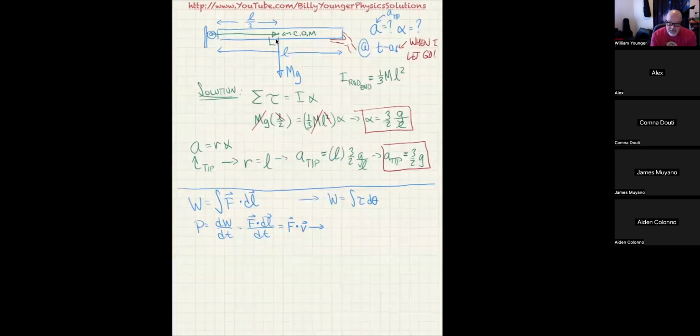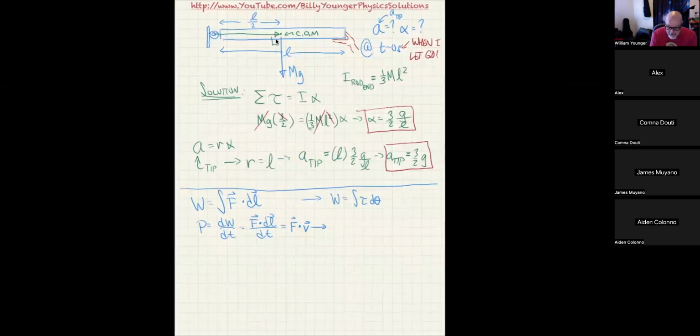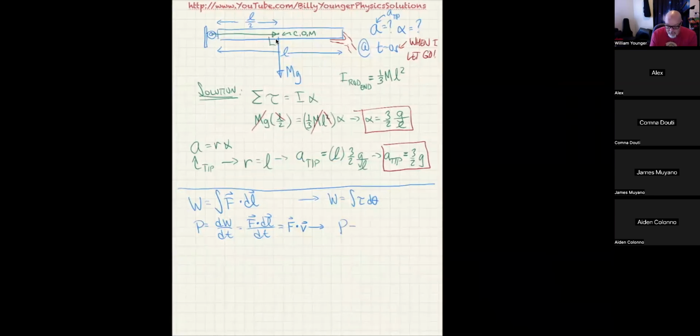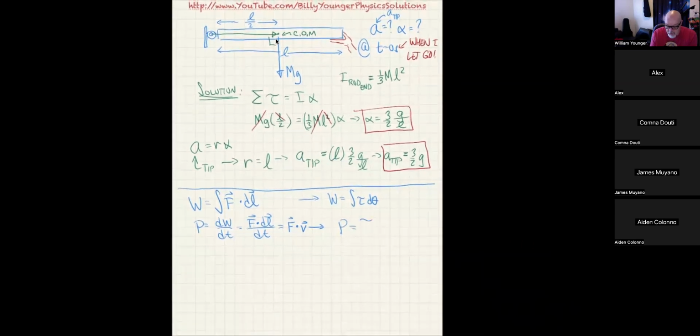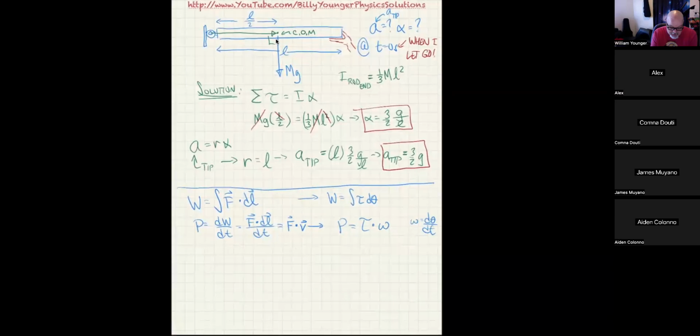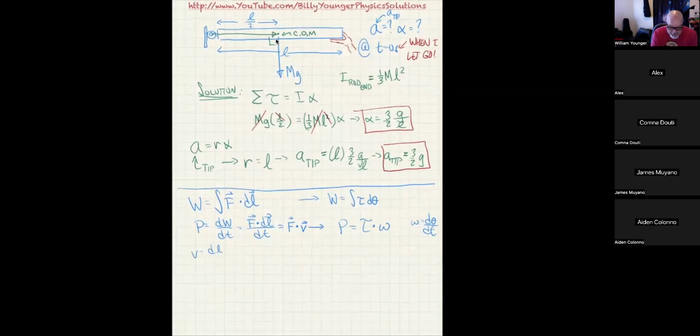So guess what? There turns out to be yet another formula for power for rotational motion that is instead torque times omega, where omega, of course, is d theta dt, just like V was dl dt or dx dt even. Okay. So those are some neat things that happen.